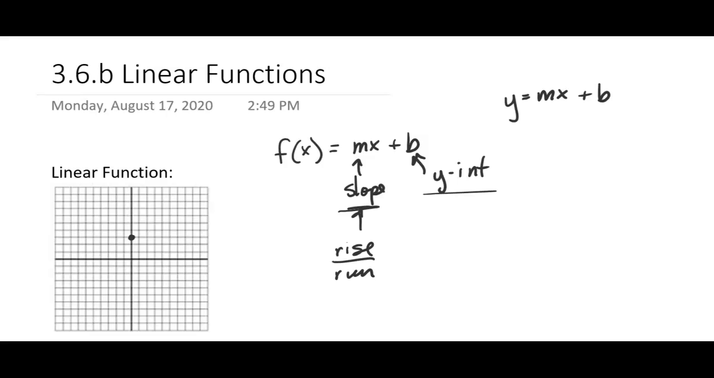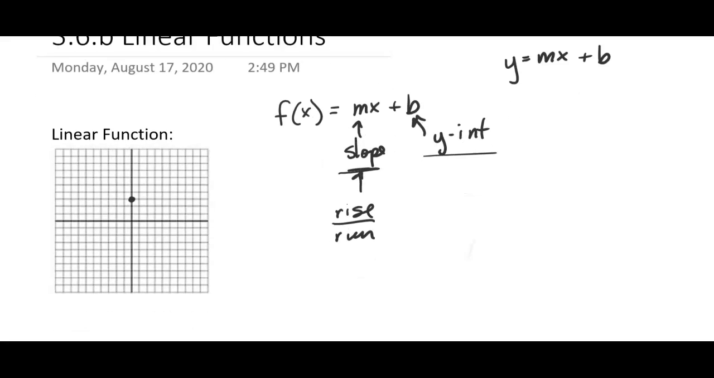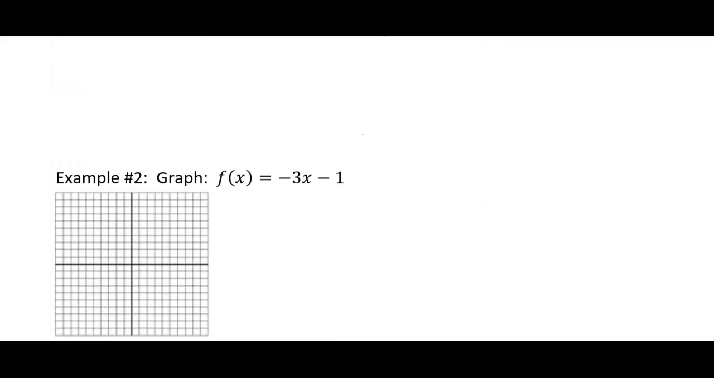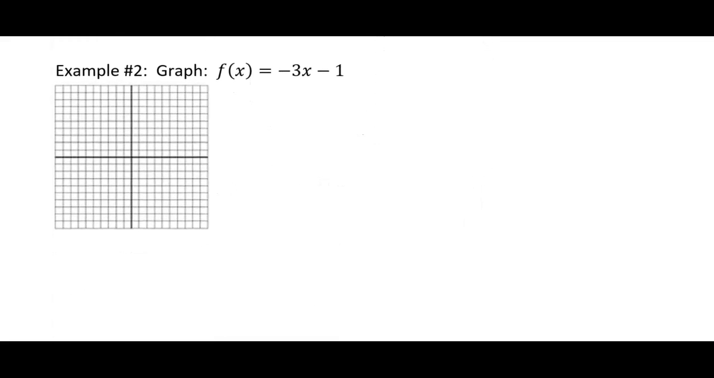And so we're going to do an example here. This is just a brief review of how to graph a linear equation, but we're working with these linear functions. Okay, so here's our example.